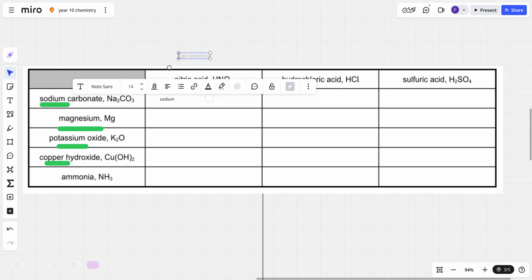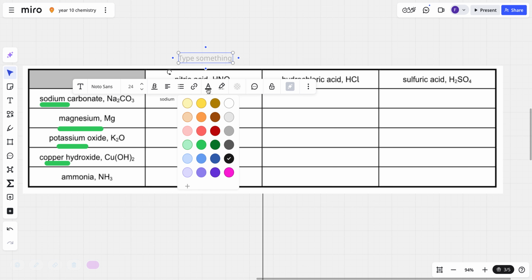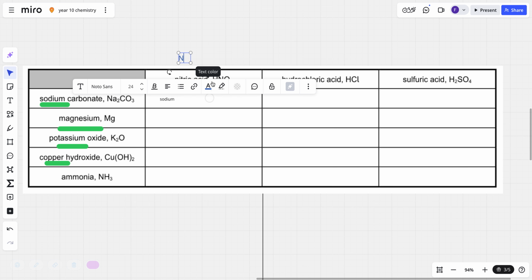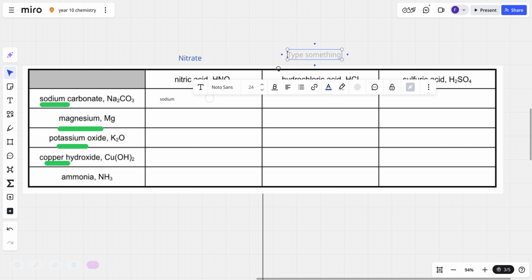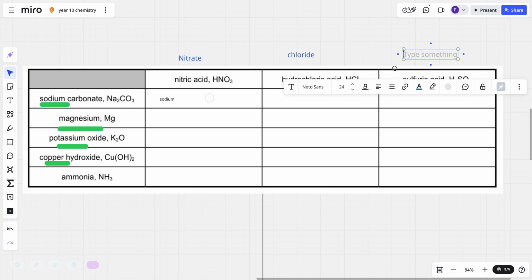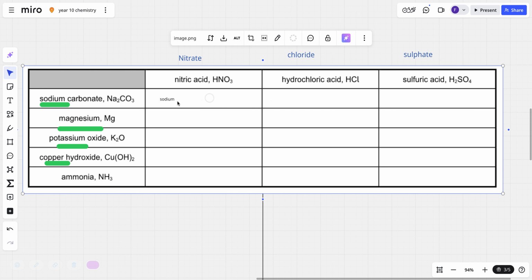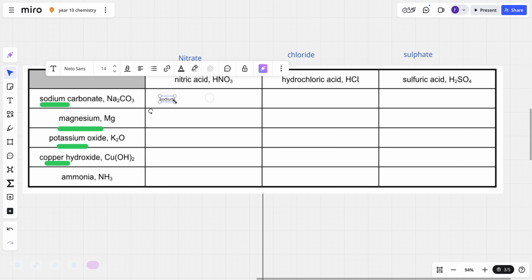If you're using nitric acid, the last part of the name will always be nitrate. If you're using hydrochloric acid, the last part of the name will always be chloride. Sulfuric acid, the last part of the name will always be sulfate. I write with a pH because that's old school. And that's it.